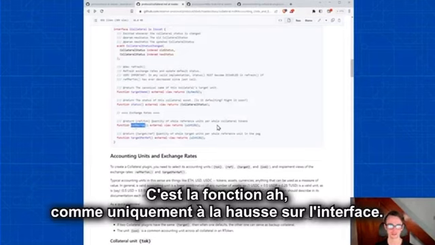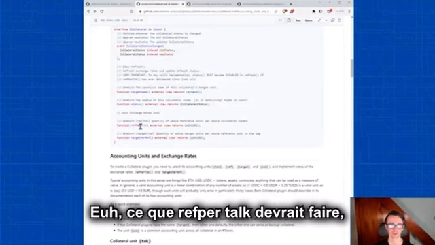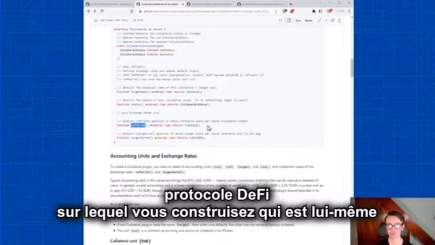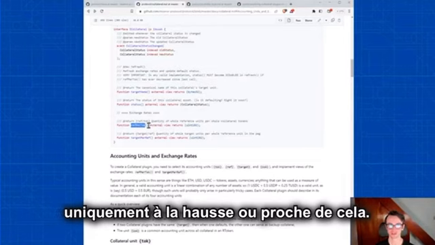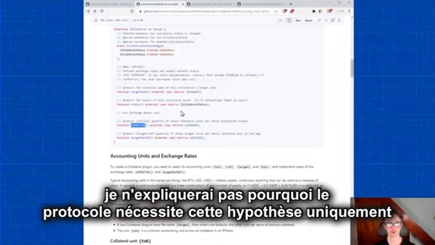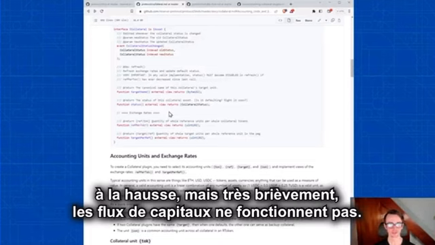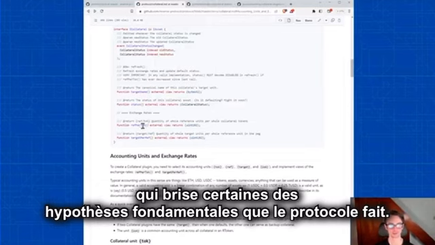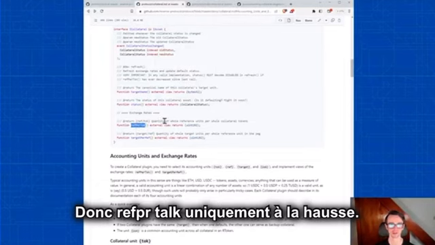Ref per tok. This is the up-only function on the interface. What ref per tok should do is return the value of some underlying exchange rate in a DeFi protocol that you're building on top of that is itself up only or close to it. I won't explain why the protocol requires this up-only assumption, but very shortly, the capital flows do not work out if ref per tok can fall. It introduces an incoherent flow that breaks some of the fundamental assumptions the protocol is making. So ref per tok is up only, okay?